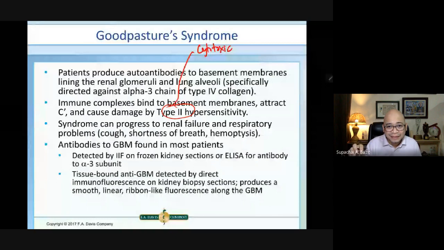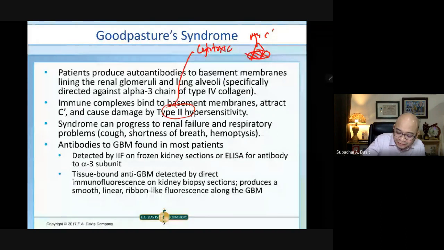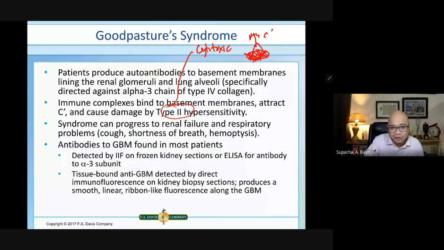So immune complex will bind to the basement membrane. Again, we said the immune complex is made of antigen and antibodies. And then it will attract complement, and now it will cause damage of the cell. So it is known as the type 2 hypersensitivity reaction. The syndrome can progress to renal failure if the basement membrane at the glomerulus is affected, or to a respiratory problem if the alveoli are actually affected.